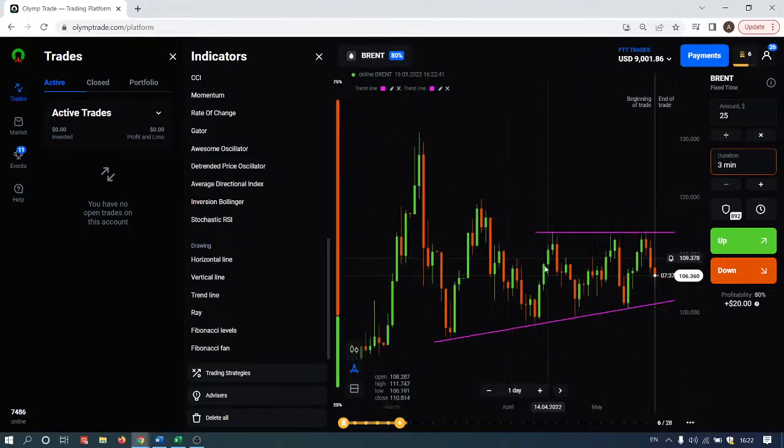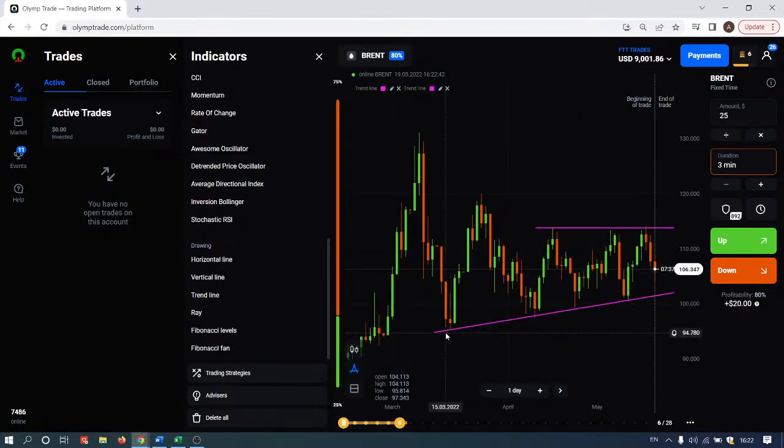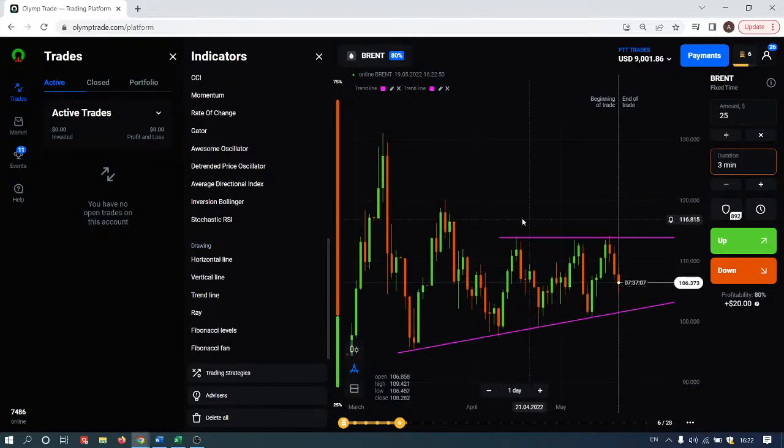Some people just look at the lowest, at the low of this candlestick. Some people just look at the body of the candlestick, like say this one, and connect them like this. So it depends. I tend to take into account also the lowest, so the shadows of the candlesticks.